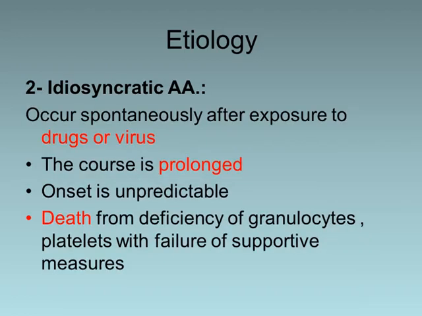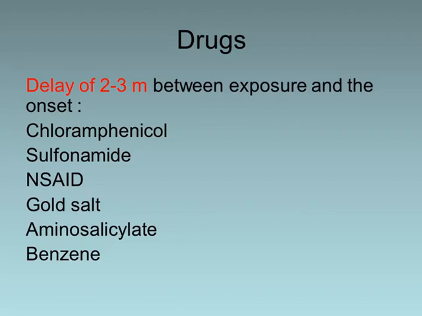The second type is idiosyncratic aplastic anemia, and this occurs spontaneously after exposure to drugs or virus. The course here is prolonged and the onset unpredictable. Death from deficiency of granulocytes and platelets, with failure of supportive measures, may occur. Concerning drugs, there is a delay of 2 to 3 months between exposure and the onset.